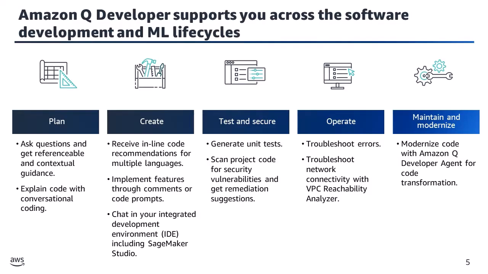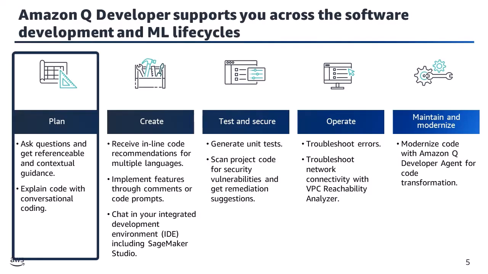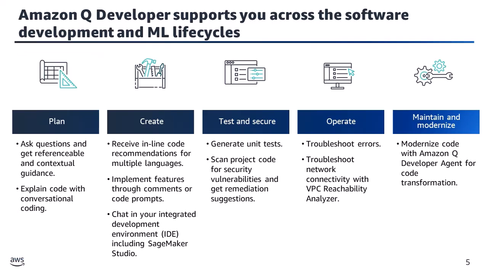These features are also available within Amazon SageMaker Studio, and while coding in notebooks. Plan: you can use Amazon Q in the AWS Management Console to ask questions, receive best practices and recommendations, optimize Amazon Elastic Compute Cloud, or EC2, instances, and learn more about the well-architected framework. In your IDE, Amazon Q can help you understand your code base and get up to speed on projects.